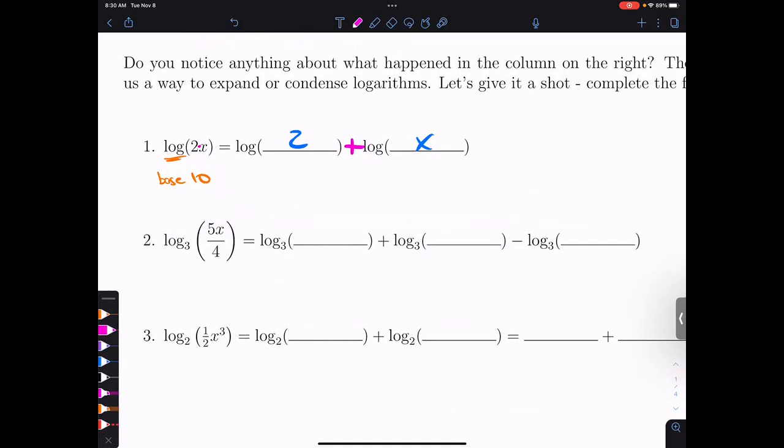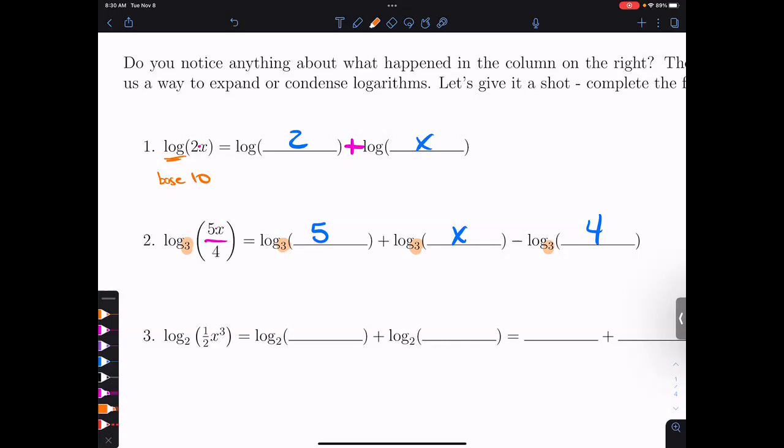5x divided by 4. So it's 5 times x divided by 4, right? So the log of 5 plus the log of x minus the log of 4. Good. And the bases just match all the way across, right? I didn't read the bases off. The base is 3 all the way across, though, that just stays the same, right? There's not really any reason to ever change that.